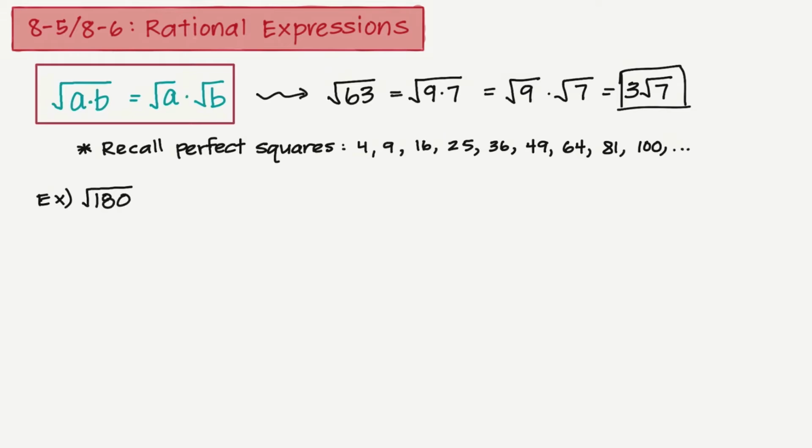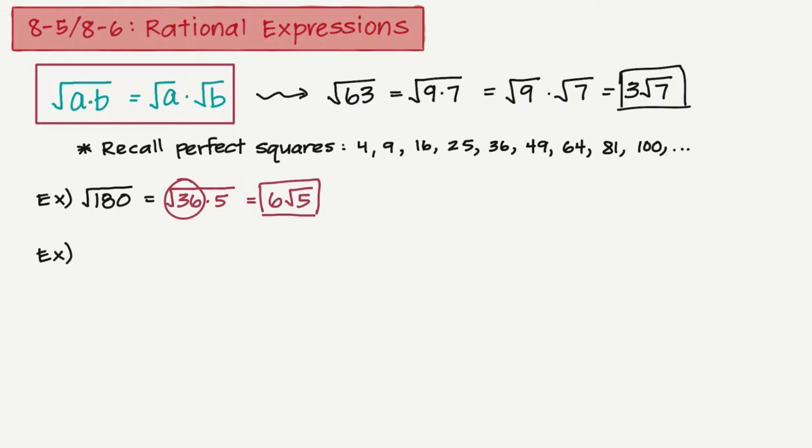For example, square root of 180. Well, I could ask myself, is this one of those numbers times something else? It is. This is actually 36 times 5. I know the square root of 36 is 6. So my final answer is 6 radical 5. Easy. Let's do another one.